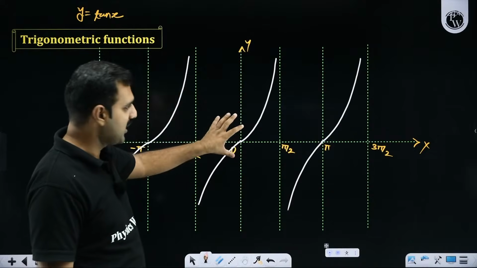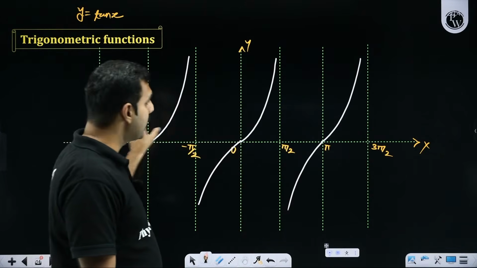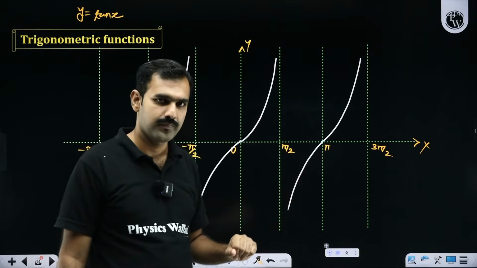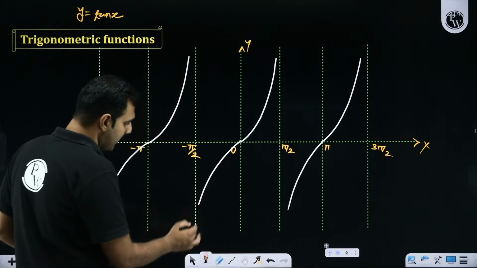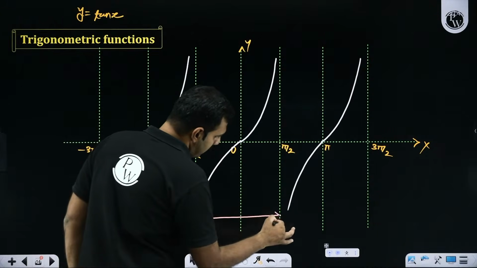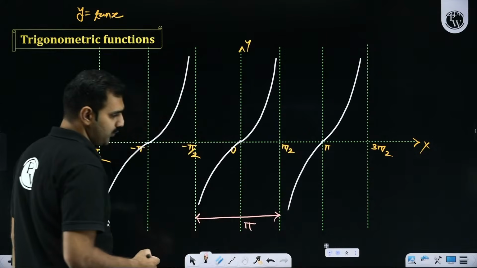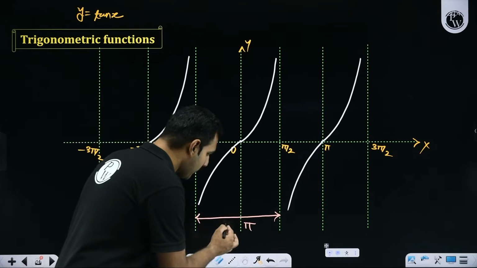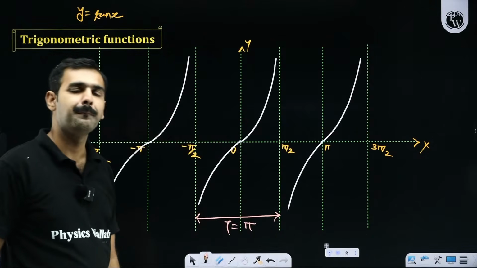So this chunk keeps on getting repeated, first of all. And what chunk is getting repeated? From minus pi by 2 to pi by 2. So this is a distance pi. So first of all, this is a periodic function with a period pi.